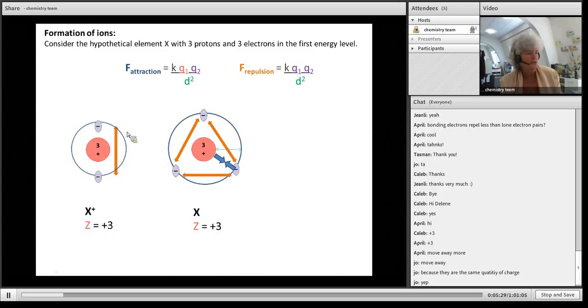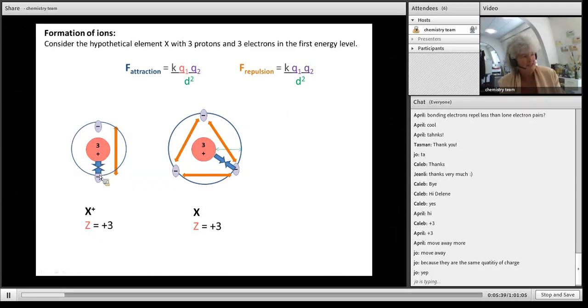So if I go the other way, okay, so I'm trying to show one last thing here. I hope you can see this is fatter and wider because this attractive force has now actually got bigger. Why is this attractive force now bigger in the cation than in the atom?